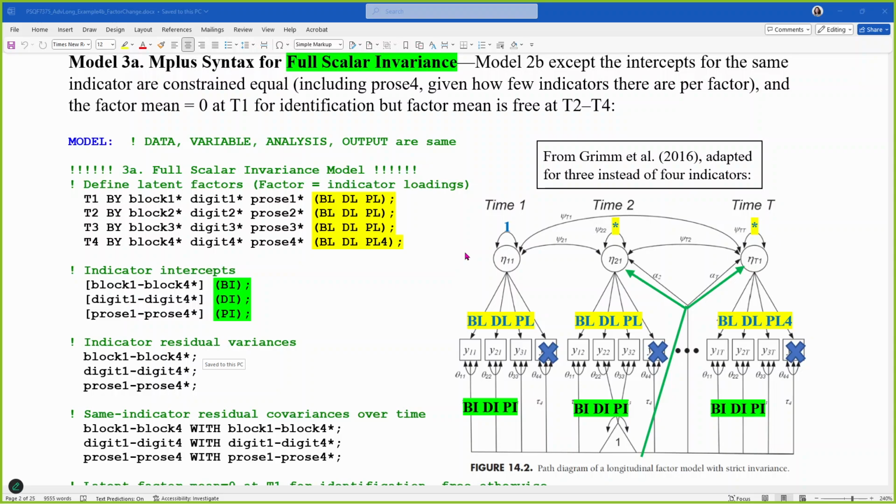And if you don't want to talk, you can use the chat. And if you don't want to talk, you can gesture. Or you can log into Zoom and use the chat. I do have people do that. Why do we want the intercepts to be the same over time?